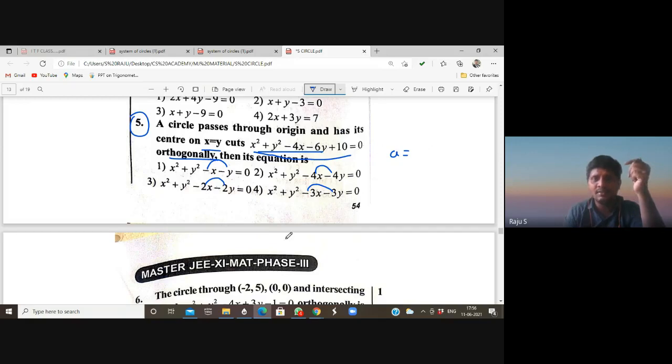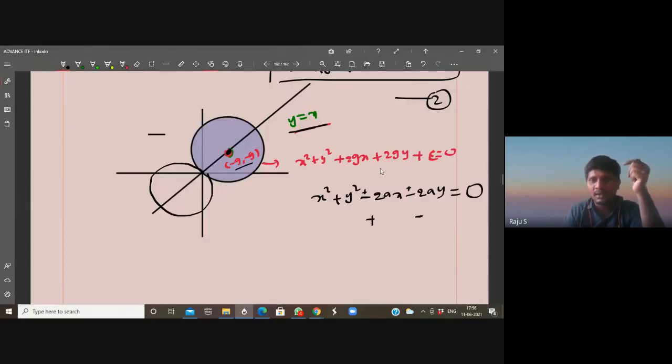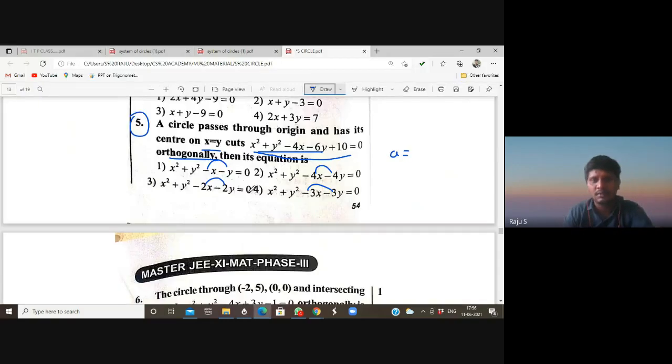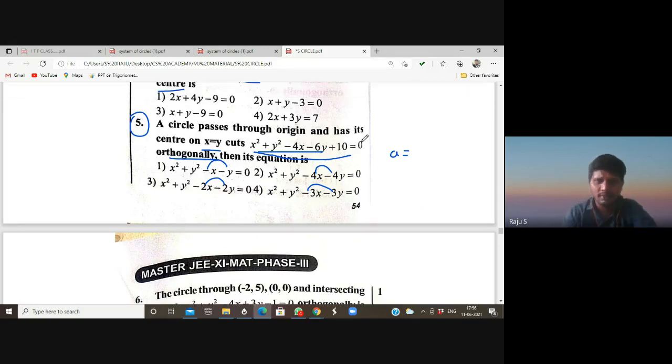That a value you can substitute in the given equation. You can take the orthogonal condition, and we are going to get a value directly. That a value you can substitute here, and we are going to get any one of the equations. You can do that, orthogonal condition alone. That's it, simple. How to apply the orthogonal condition here?